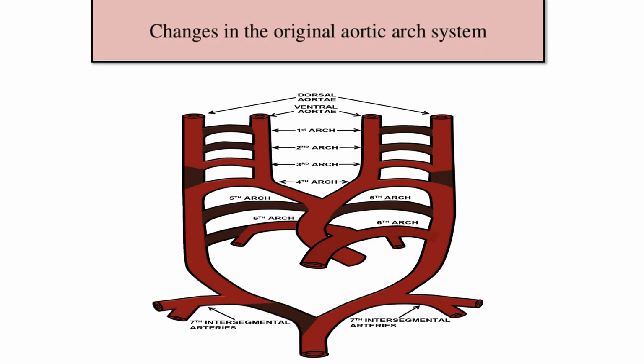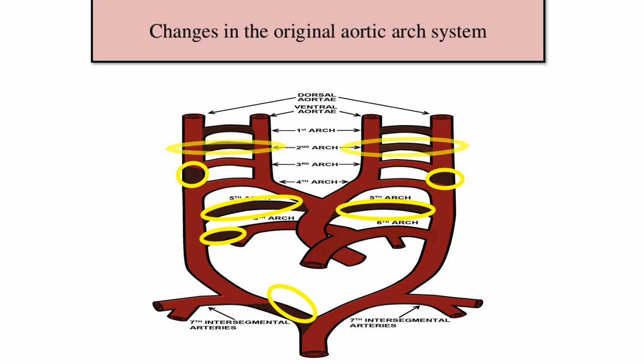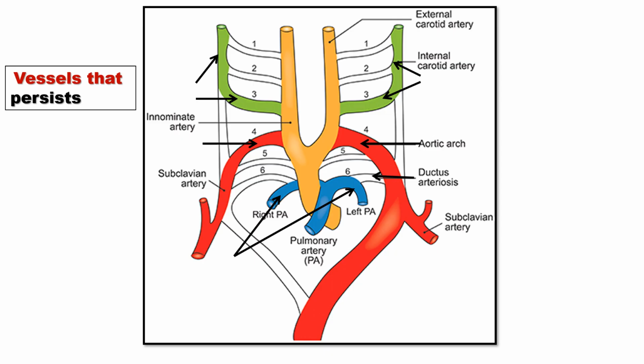So changes in the original aortic arch system: complete obliteration of right dorsal aorta from 7th intersegmental artery on the right side and left part of dorsal aorta, obliteration of the dorsal part of 6th aortic arch, bilateral obliteration of 5th aortic arch, obliteration of carotid duct which is a part of dorsal aorta between 3rd and the 4th aortic arches, complete obliteration of 2nd and the 1st aortic arch arteries.